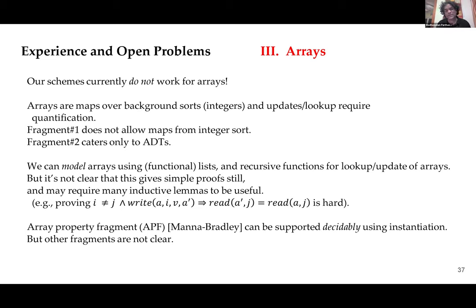Things do not work for arrays. Arrays are notoriously hard because they are over background sorts of integers, and fragment one does not support that. Fragment two allows ADTs, and you can model arrays using, let's say, functional lists, and then write recursive functions for reading and writing into arrays, but it's not a great tactic because even simple theorems like the axioms of arrays are hard to prove. You need many inductive lemmas to prove them. So I think arrays are still an open problem. The array property fragment, which is decidable, if you look under the hood, actually does quantifier instantiation. So maybe there are more fragments that can support arrays.